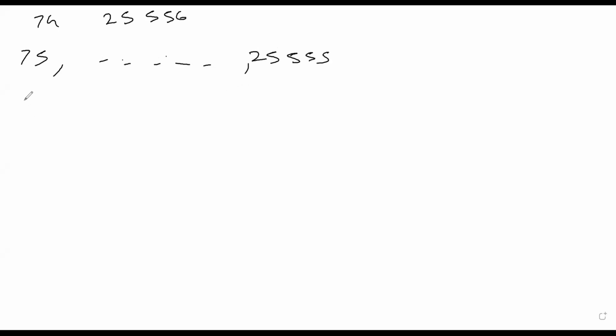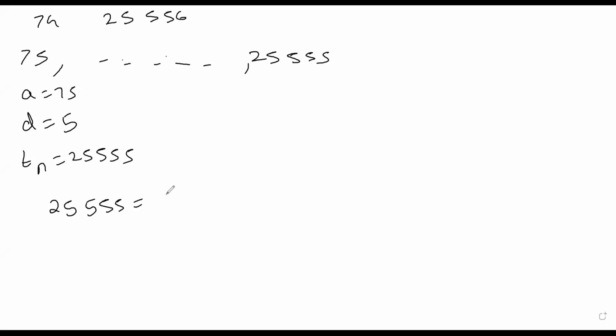25,555. Okay, so A will be 75. Obviously D is going to be 5 because the number is divisible by 5, and Tn is 25,555. So you can find out N. So 25,555 is equal to 75 plus N minus 1 into 5.